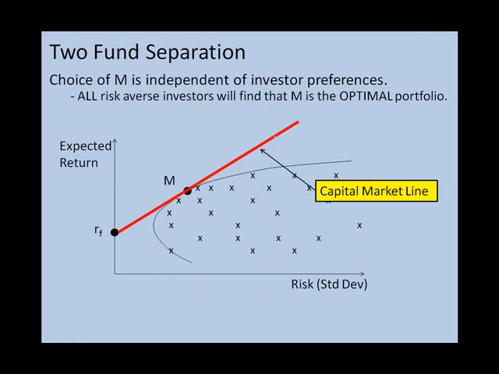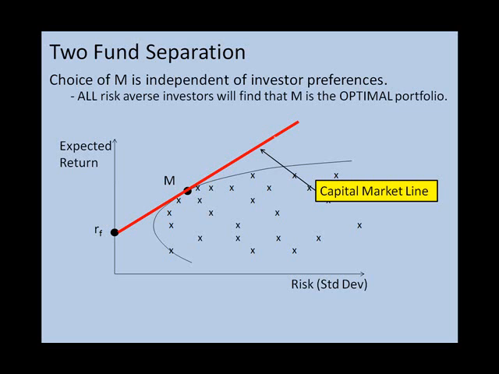Adding the riskless asset to this problem really does help fund managers every day. Why is that? Well, the choice of the optimal portfolio is independent of investor preferences. Regardless of your risk aversion level, all investors will find that M is the optimal portfolio because it maximizes the reward to risk ratio.